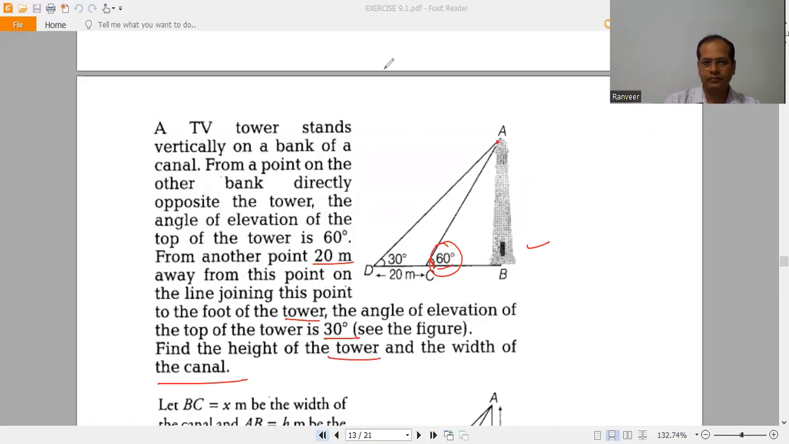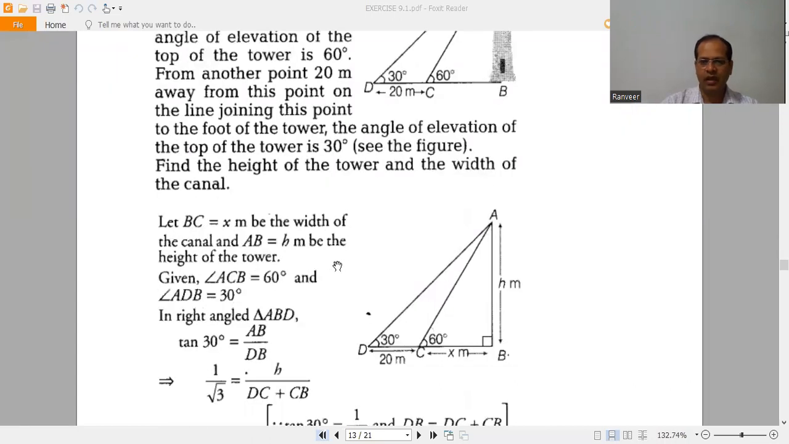So first of all, we have to take the height of the tower as H meter and this is the canal. Now from the triangle ABD, first of all, what are the values of A, B and D. Tan 30 degree, we can write AB by DB. Tan 30 degree equal to 1 by root 3. AB value is H and DB we can write 20 meter plus X meter.